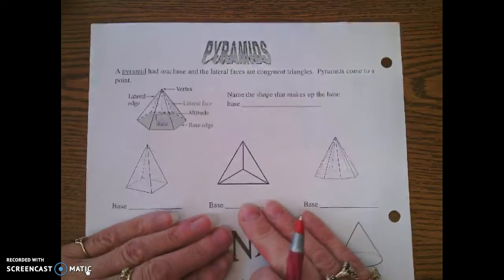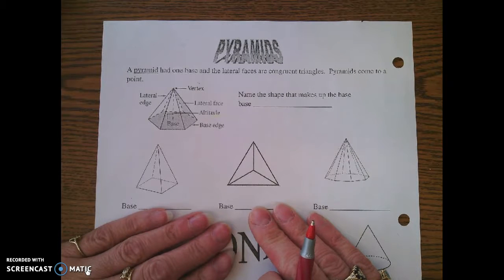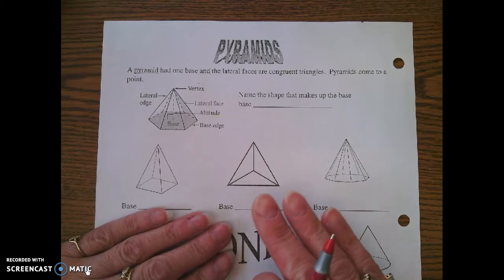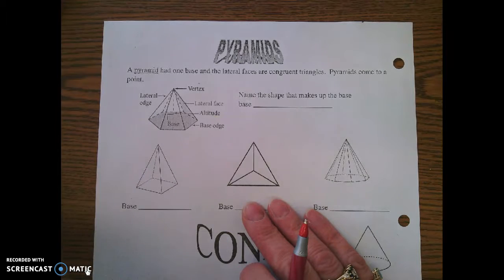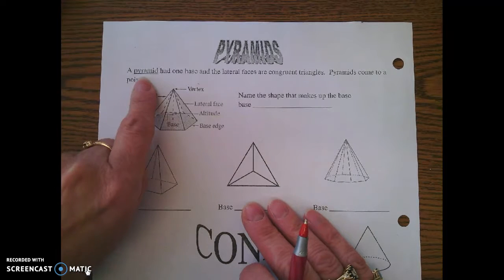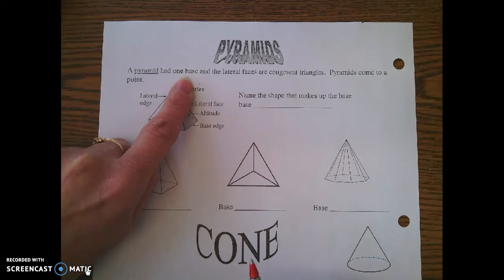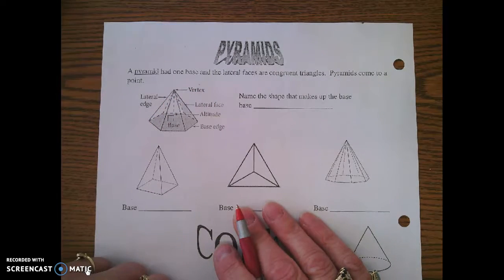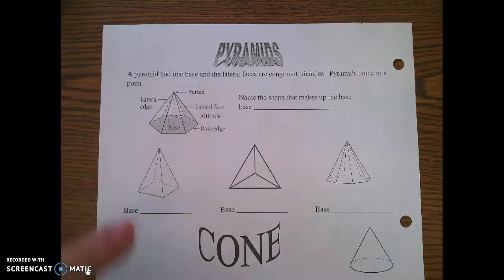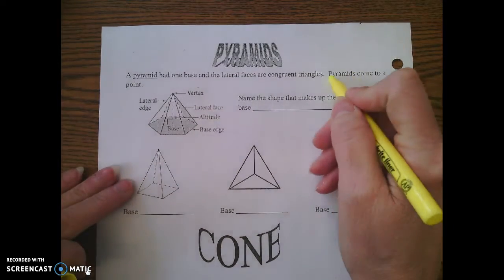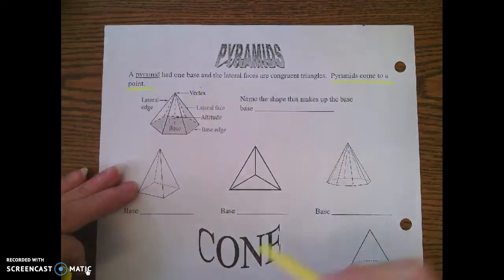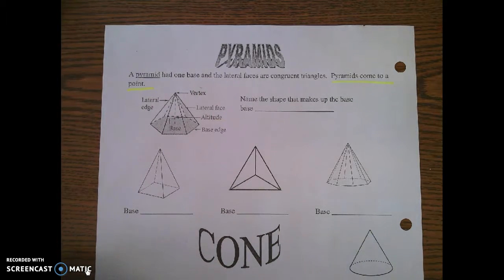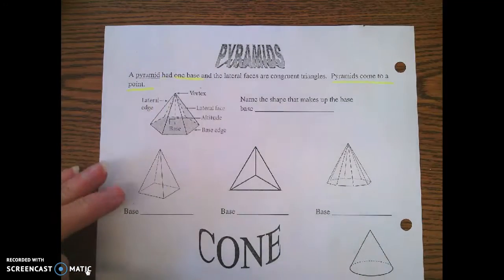Okay, so let's flip. All right, a pyramid. When I say pyramid, you probably think of Egypt and those pointy things. Well, that's the perfect image. A pyramid comes to a point. A pyramid has one base, and the lateral faces end up all being congruent triangles. So we got to remember that pyramids come to a point. Just think of the Egyptian pyramids, and they only have one base.